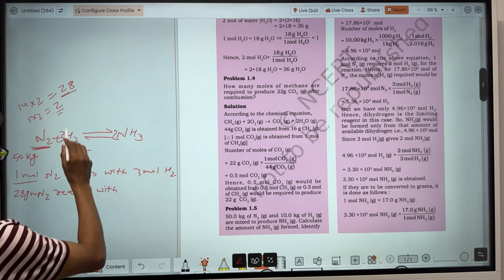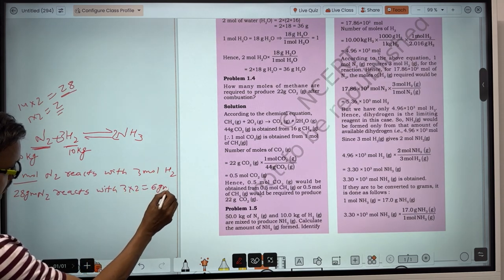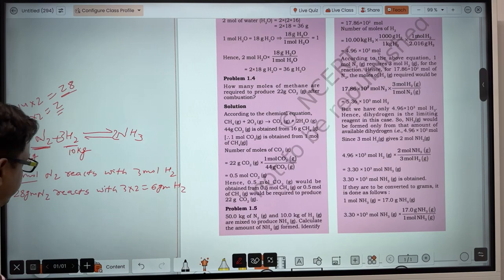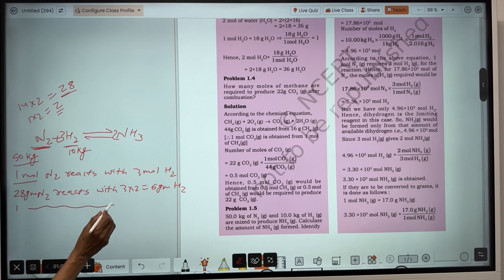3 into 2, because here it is 2, that means 3 into 2, that means 6 gram hydrogen. 28 gram nitrogen reacts with 6 gram hydrogen. Here how much hydrogen is there? 50 kg nitrogen is given. So for 50 kg nitrogen, how much will be there? So 1 gram nitrogen reacts with how much?